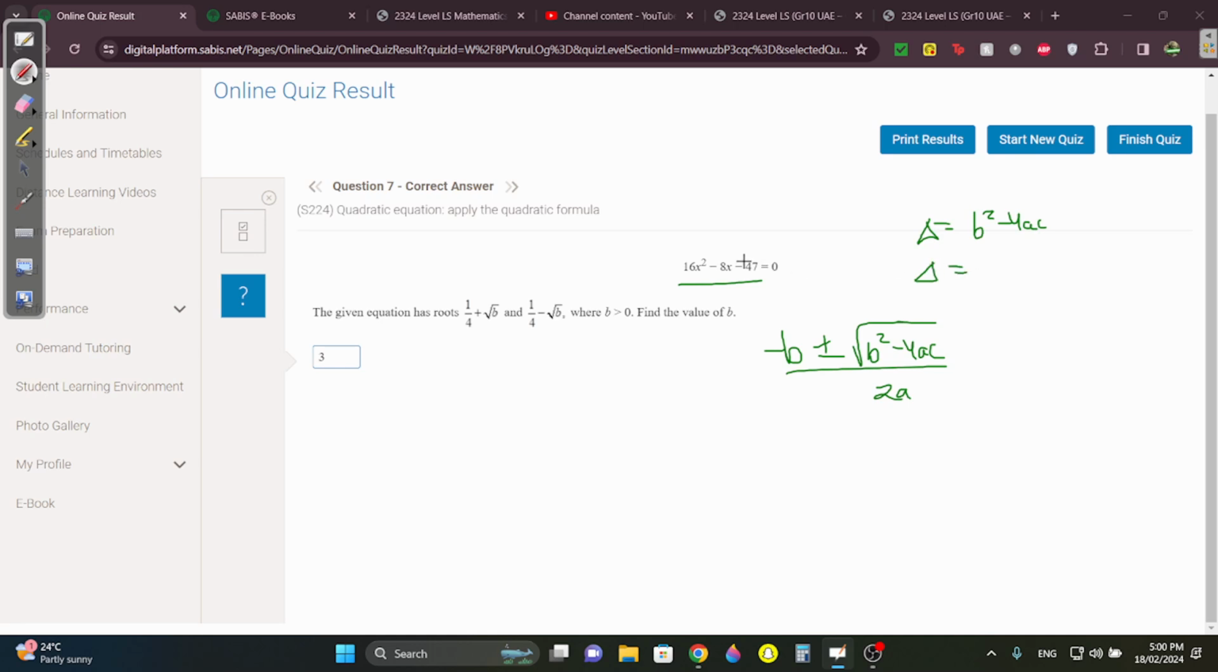In this case, delta is going to be equal to b squared, 8 squared, minus 4 times 16 times c, which is minus 47. Let me do it: 64 minus 4 times 16 times minus 47. Oh, b squared minus 4ac. I'm tweaking again.